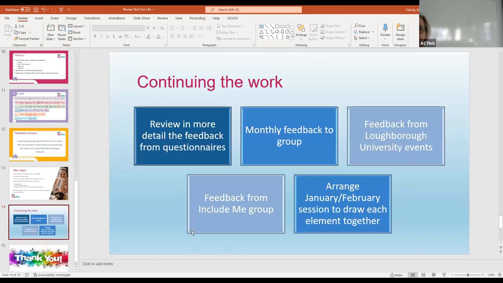So in continuing the work in the new year, we're looking at reviewing in more detail the feedback from the questionnaires. There's still a few more to come in. The monthly feedback to the group is what we're going to provide, feedback to yourselves about what we're doing so we can collaborate and share what our findings are with yourself, feedback to our Include Me group, and to arrange some sessions in January.